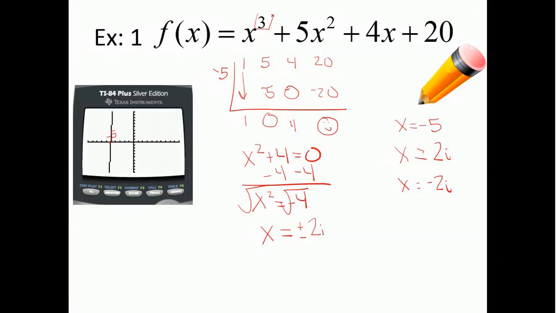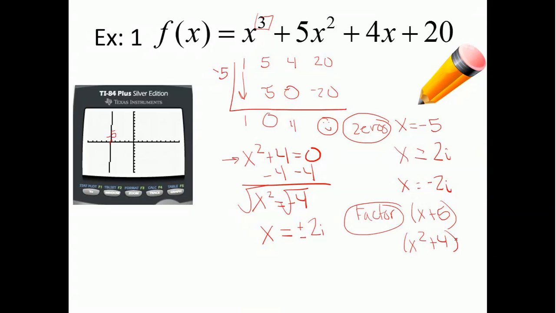So I got my 3 answers. 1, 2, 3. Those are my zeros. Now, what are the factors that brought upon these zeros? Well, one factor was the x plus 5. So basically, what would cause me to get x equals -5? x plus 5. This one, though, the one that got me the 2i and the -2i, was this guy right here, the x squared plus 4. So that would be 2 factors that got me my zeros, and my zeros are -5, 2i, and -2i.